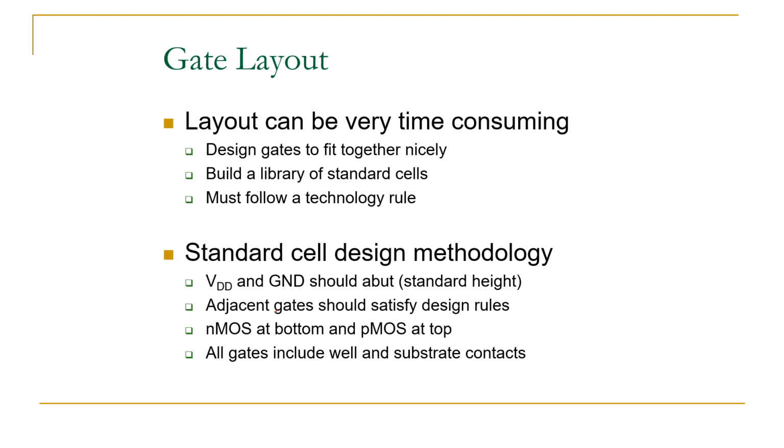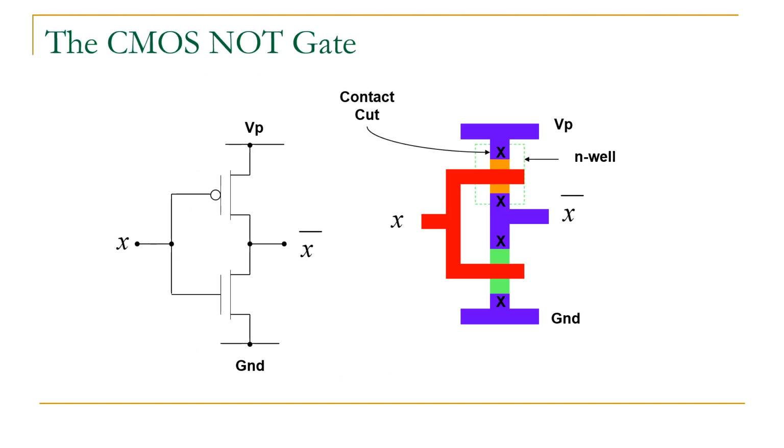Adjacent gates should satisfy the design rules, and NMOS will always be at the bottom and PMOS always at the top. All gates include well and substrate contacts. This is the basic standard design methodology in any gate design. Let us consider a CMOS NOT gate. We already discussed the realization of the CMOS inverter, in which this is your PMOS and this is your NMOS, with input X and output X bar.